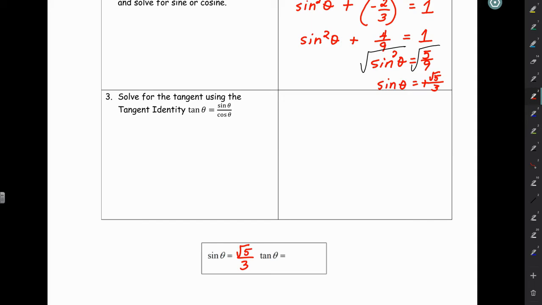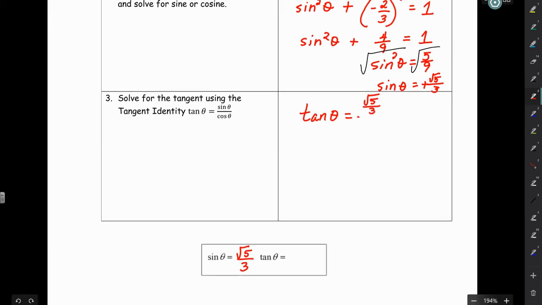And the last part is to solve for the tangent using the tangent identity. Tangent is sine over cosine. So the tangent of theta is equal to the sine of theta, which is root 5 over 3, all divided by the cosine of theta, which is negative 2 over 3. Whenever we're dividing by a fraction, we multiply by the reciprocal. So the tangent of theta is root 5 over 3 times the reciprocal of the denominator. The 3's will cancel, and we're left with negative root 5 over 2.